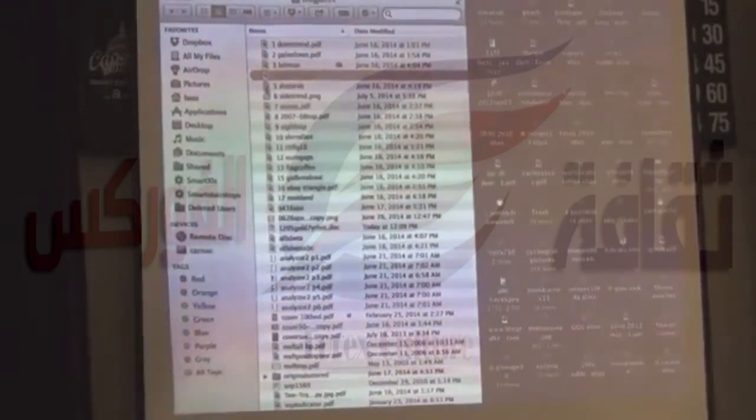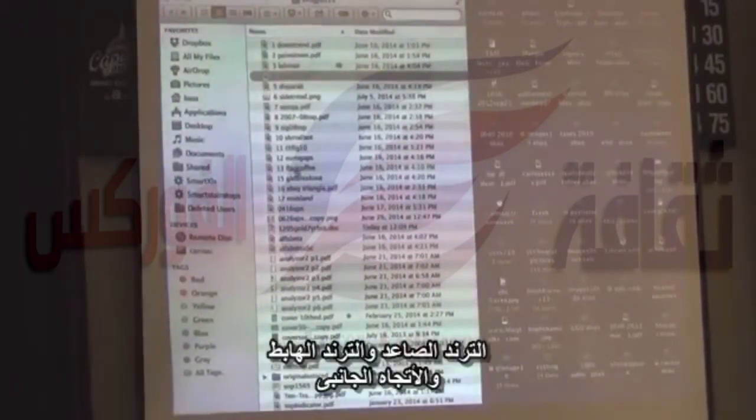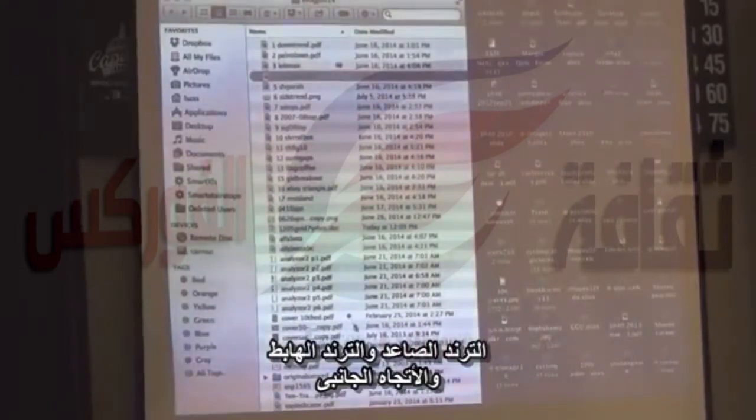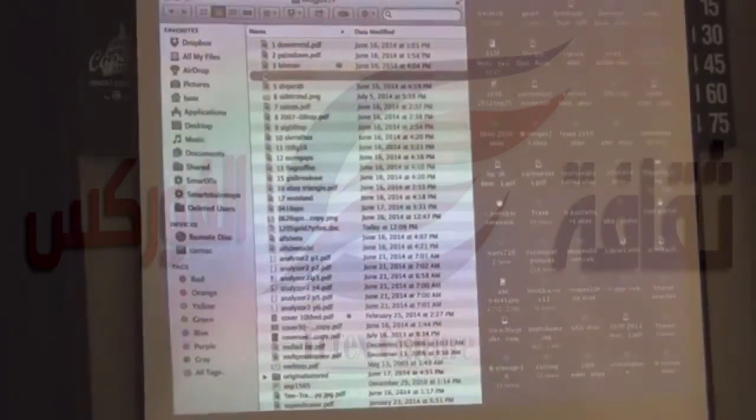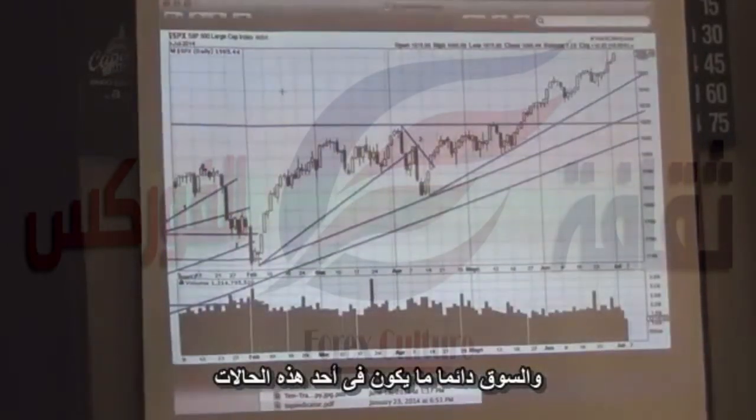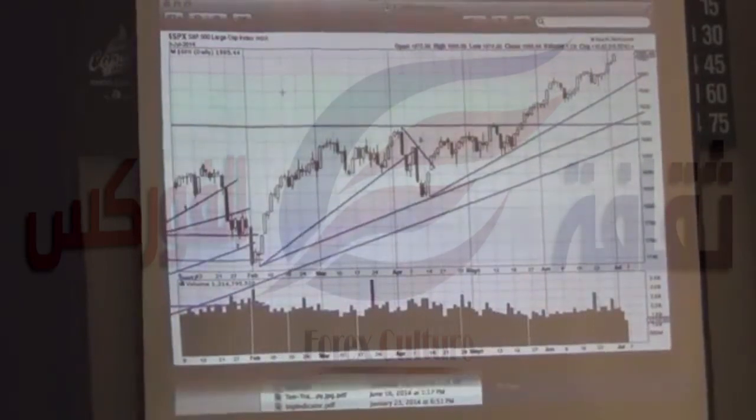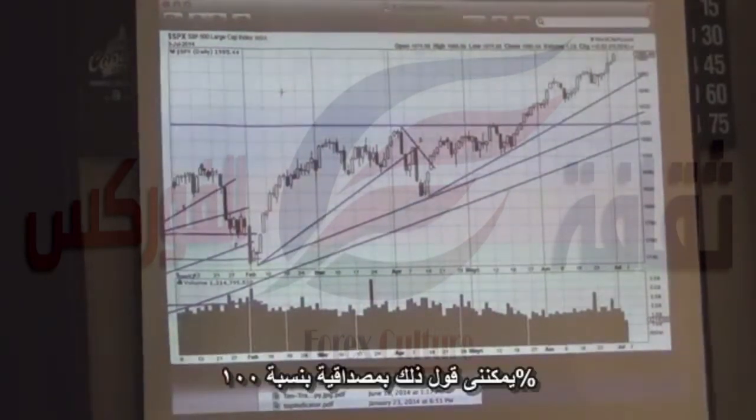So that's the basic vocabulary of the market. The uptrend, the downtrend, and there's a sideways trend. There are three states of the market. There's an uptrend, a downtrend, and a sideways trend. And the market is always in one of those states. You can say that with virtually 100% reliability.